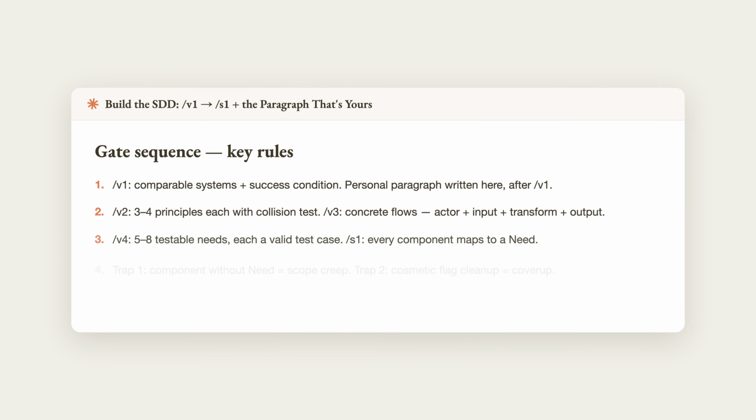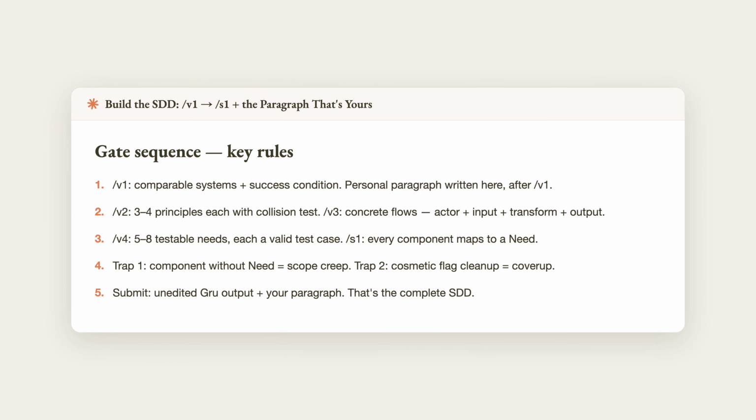Verdict for build the SDD, run in order, /V1 through /S1. Write the personal paragraph after /V1 before /V2, 3 to 5 sentences, first person, yours alone. /V1 distinguishes this system from generic comparables. /V2 has 3 to 4 principles, each with a collision test. /V3 flows name actor, input, transform, and output at every step. /V4 has 5 to 8 testable needs, each a valid test case. /S1 maps every component to a need. 2 traps: component with no need is scope creep, cosmetic cleanup of flags is a cover-up. Submit GRU's output unedited plus the paragraph, that is the SDD.